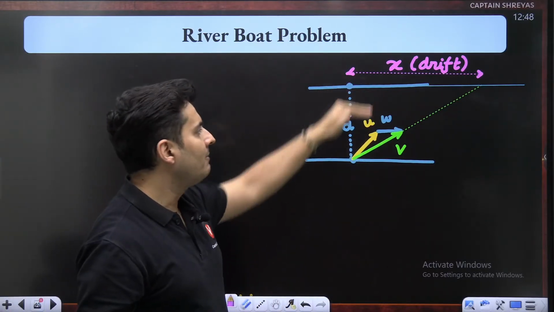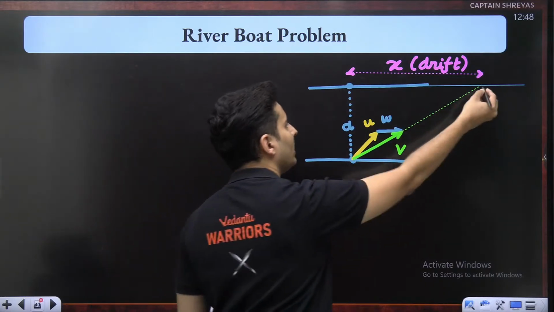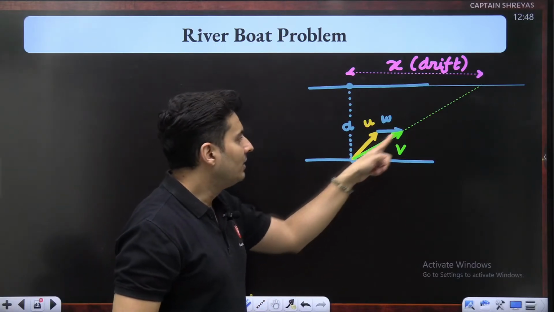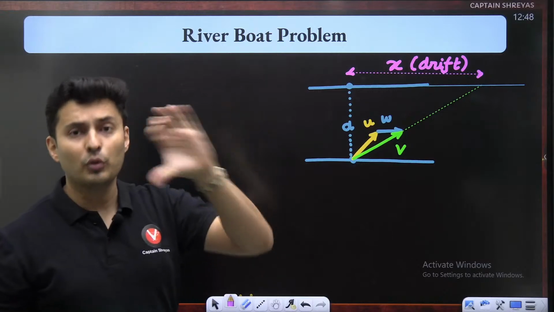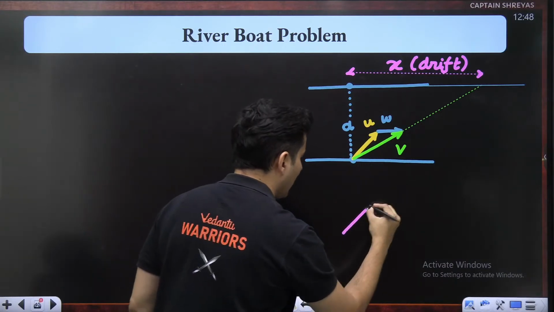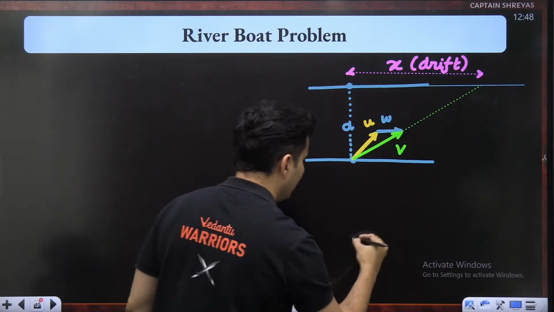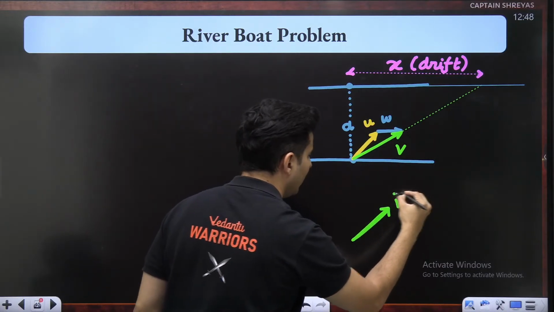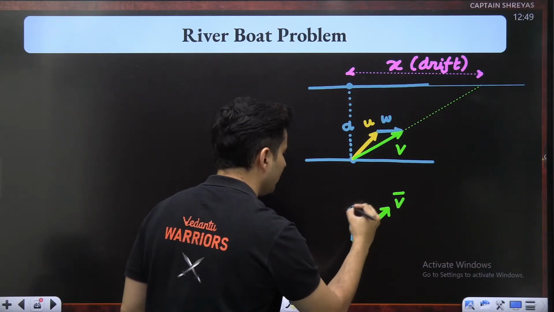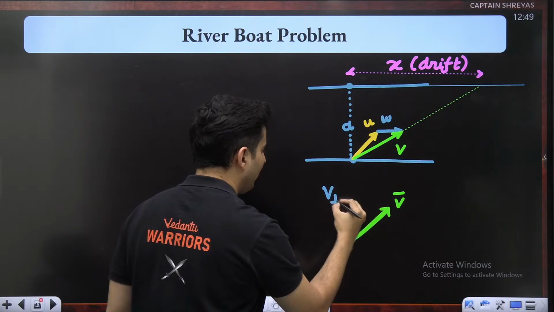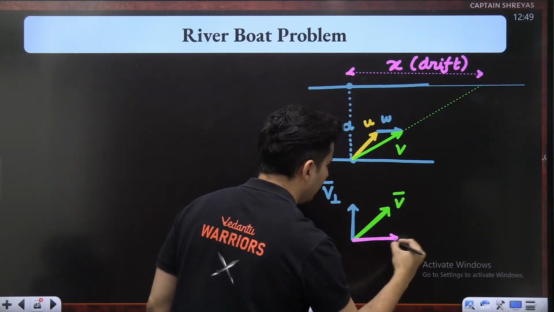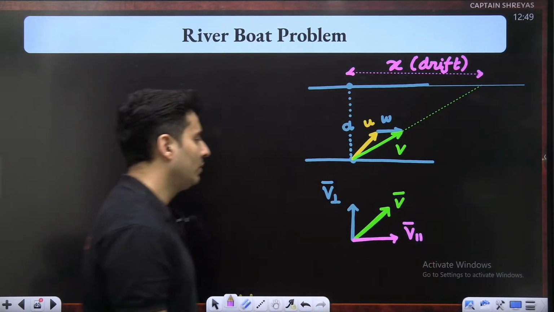And you will take some time to cross the river also. You start from here, you reach here, you will take some time to cross the river. What you should always remember is that this V, the green one, plays a crucial role. In fact, the components of it. Always try to figure out what that V is, and take that resultant velocity and split it into two components. One component here, which is perpendicular to the river flow, and the second component over here, which is parallel to the river flow.